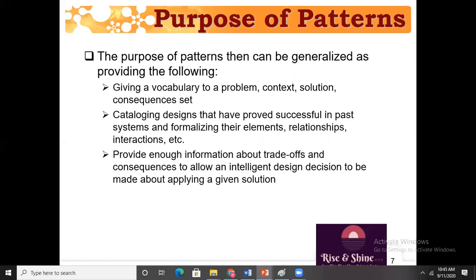Patterns also provide enough information about the trade-offs and consequences that occur while implementing that solution, so that any designer or software engineer can take an intelligent design decision on that solution. So what is the third purpose of pattern? Patterns provide enough information about the trade-offs and consequences to allow an intelligent design decision to be made about applying that solution.